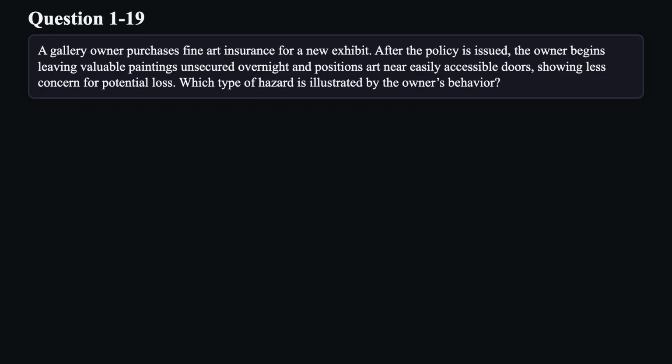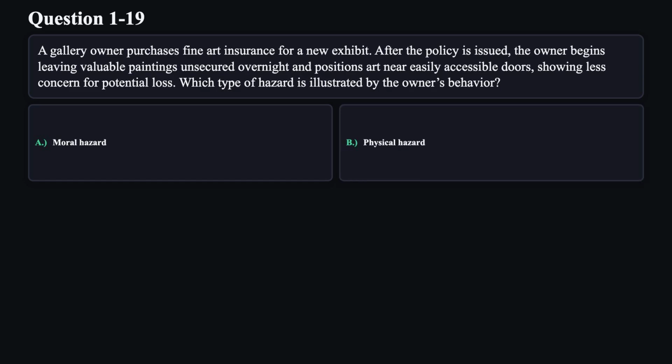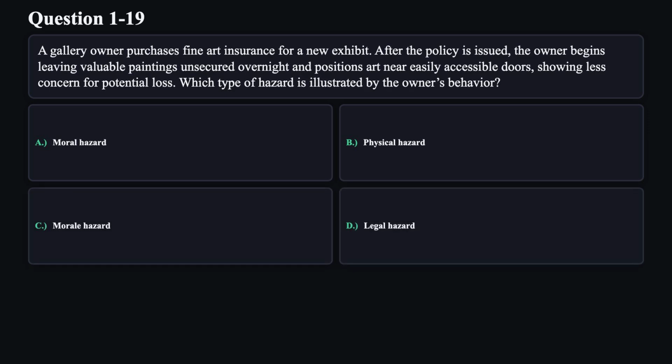Question 19. A gallery owner purchases fine art insurance for a new exhibit. After the policy is issued, the owner begins leaving valuable paintings unsecured overnight and positions art near easily accessible doors, showing less concern for potential loss. Which type of hazard is illustrated by the owner's behavior? A. Moral hazard. B. Physical hazard. C. Moral hazard. D. Legal hazard.